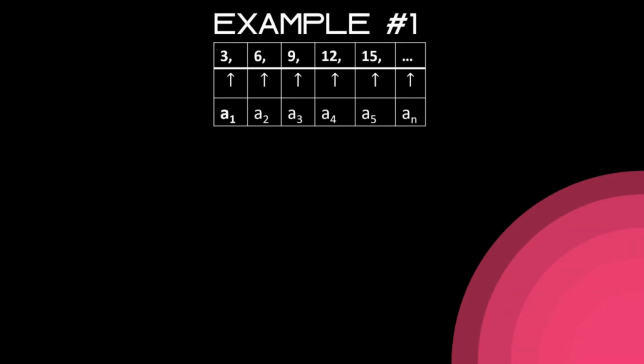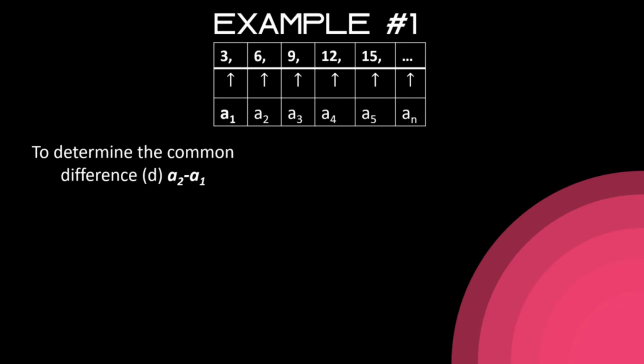For our example number 1, from the sequence of 3, 6, 9, 12, and 15, our first term is denoted by a sub 1, which is 3, and our second term is 6. Our third term is 9. Our fourth term is 12. Our fifth term is 15. For us to determine the common difference, we use the formula a sub 2 minus a sub 1.